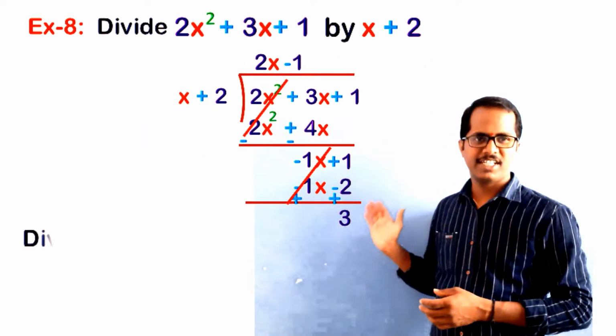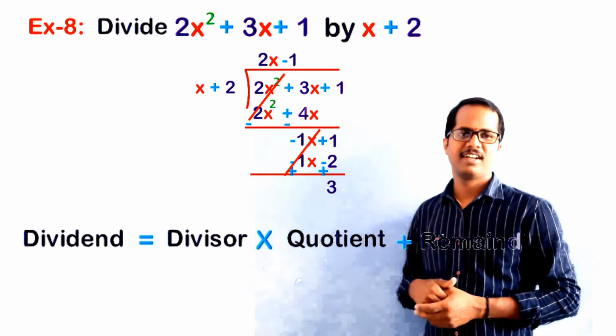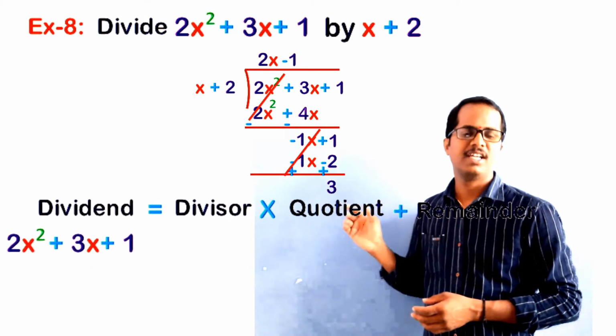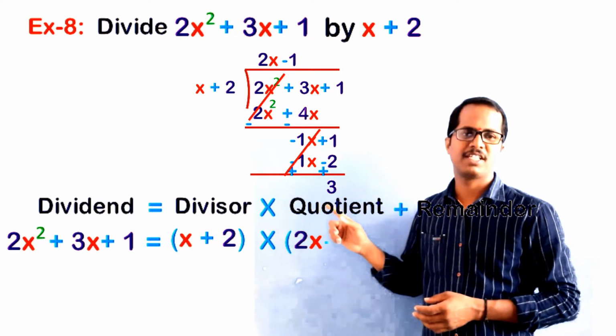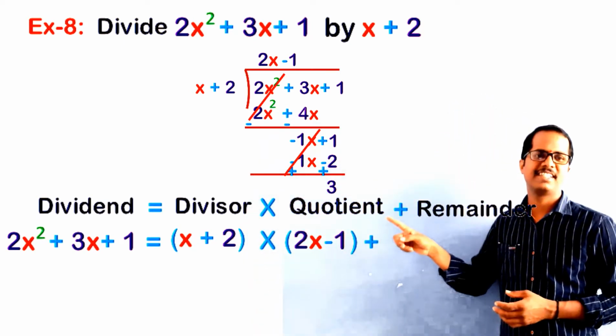So let us verify whether this division fact is satisfied with these polynomials or not. So let us write dividend equals divisor into quotient plus remainder. And what is the dividend here? That is 2x square plus 3x plus 1 equals, the divisor is x plus 2 and the quotient is 2x minus 1. X plus 2 into 2x minus 1 plus remainder 3.